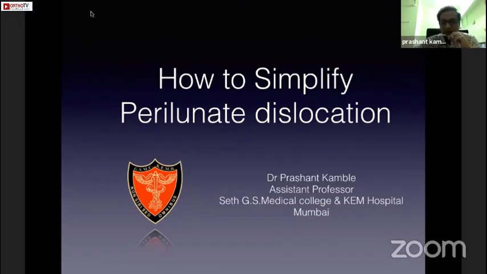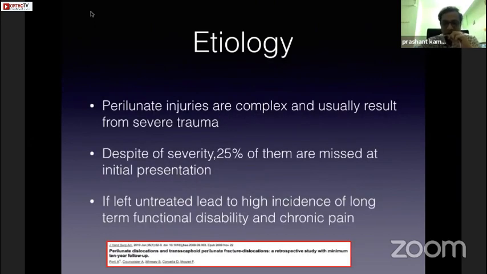So the topic today is how to simplify perilunate dislocation. Okay, I'm going to go very basic: how to read the normal X-ray, what you are supposed to see, and then we'll see the Mayfield's progressive perilunate disruption.